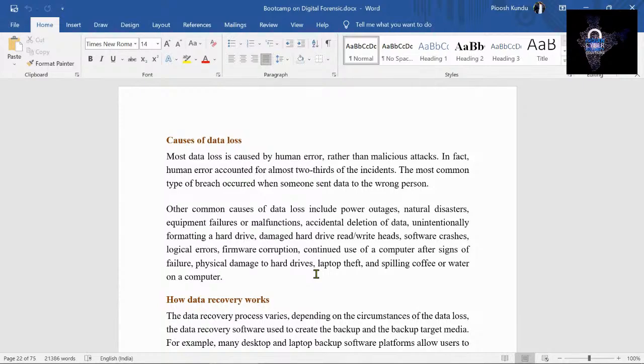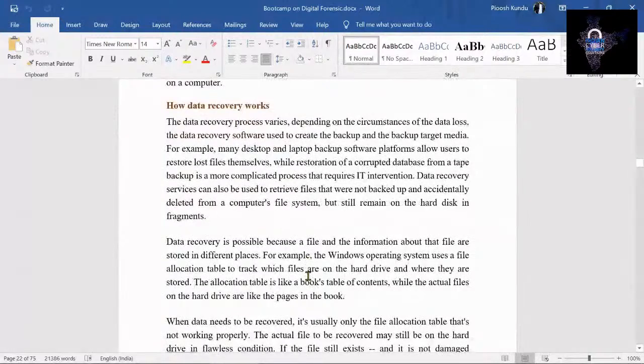Now, how does data recovery work? The data recovery process varies depending upon the circumstances of the data loss. Data recovery software is used to create the backup and back up the target media. For example, many desktop and laptop backup software platforms let users restore files themselves, while restoration of a corrupted database from a tape backup is a more complicated process that requires IT intervention.